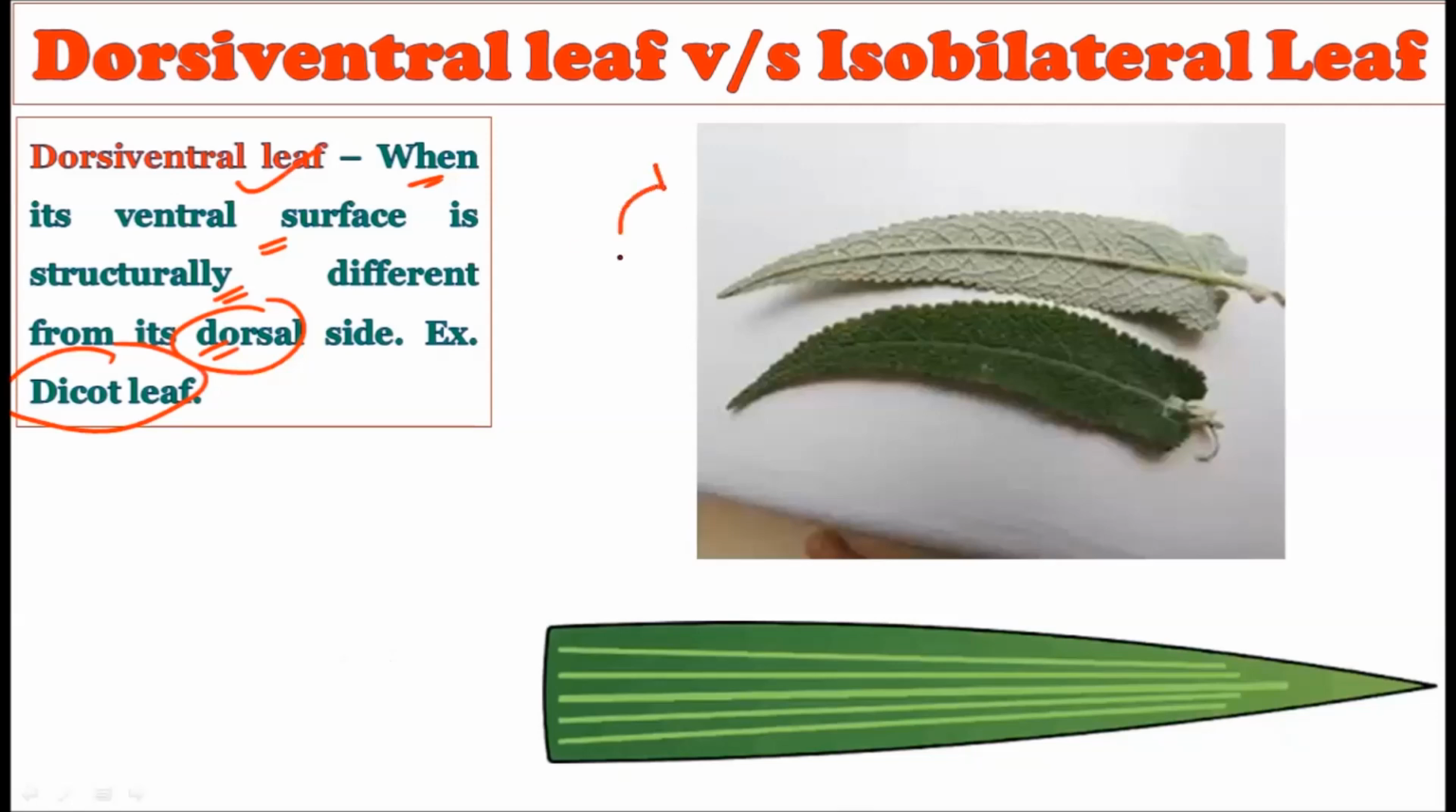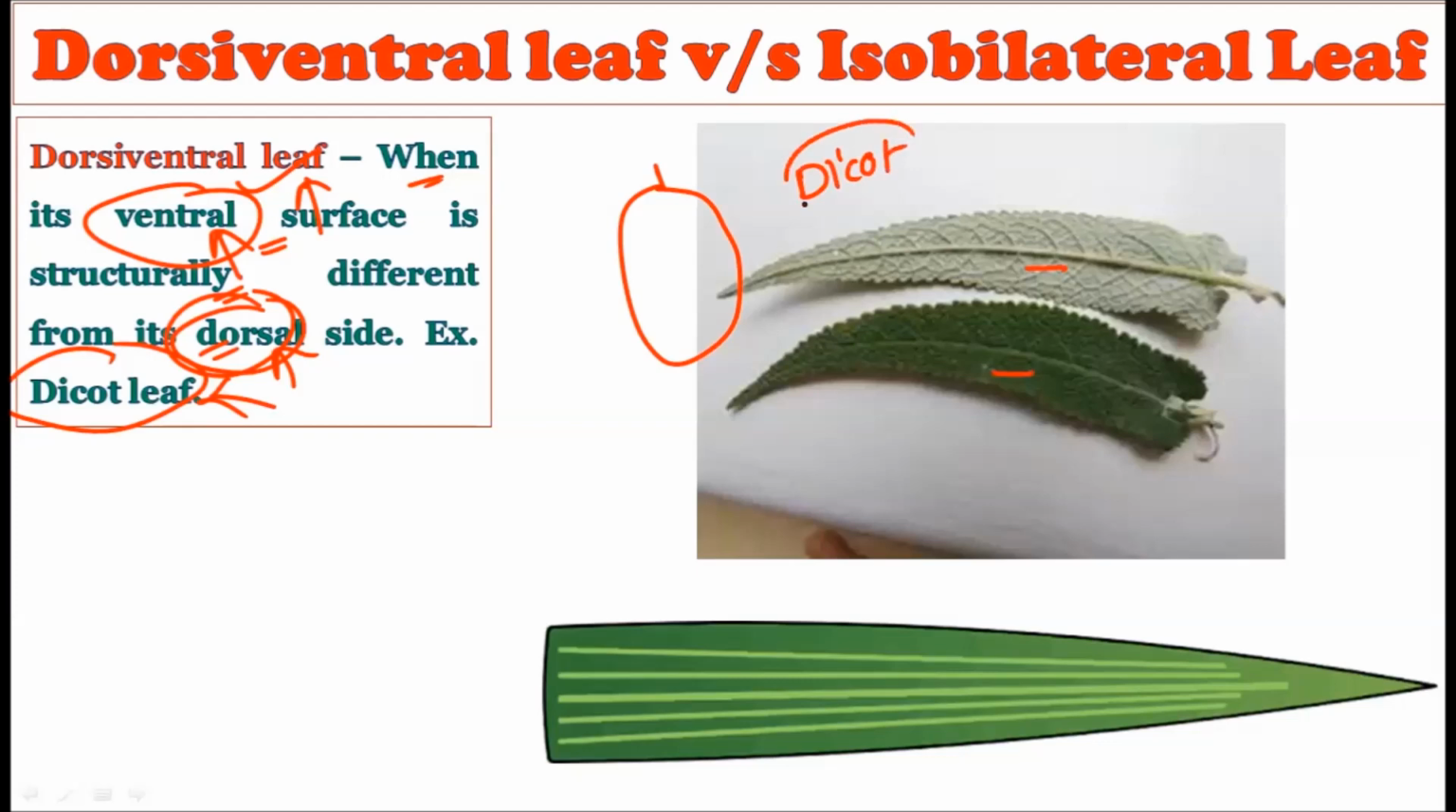See, whenever you consider a leaf, it has two sides, the ventral side and the dorsal side. And if its dorsal side and ventral side are quite different from one another, that is, they show very much structural differences with respect to their dorsal and ventral sides, this leaf is termed a dorsoventral leaf. You will always find this type of leaf in the dicotyledonous plant. So dicot plants are the typical examples. Dicotyledonous leaves are those in which the ventral side and the dorsal side differ structurally from one another.